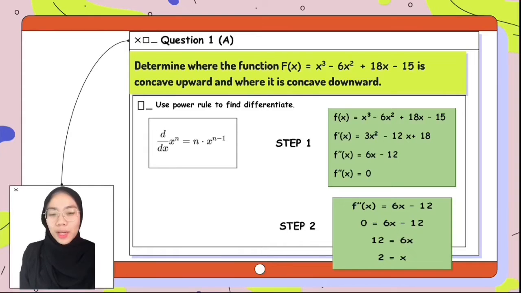We move to step 2. The second derivative of x will equal 0 because we want to find the interval. So 6x minus 12 equals 0 and we get x equal to 2.